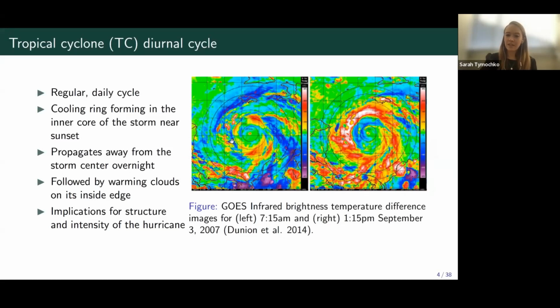And you can see that cooling ring now appears as a higher intensity feature in our image. So earlier on, we see a smaller ring, while later on, we see the ring has sort of expanded and moved away from the storm. So this is the general feature that we're looking to detect, a region close to the middle of the storm that propagates away and then eventually will disappear. And the next day it starts over and expands again.